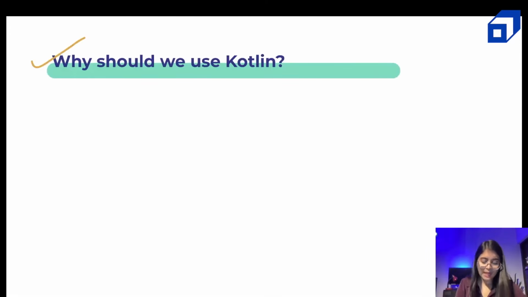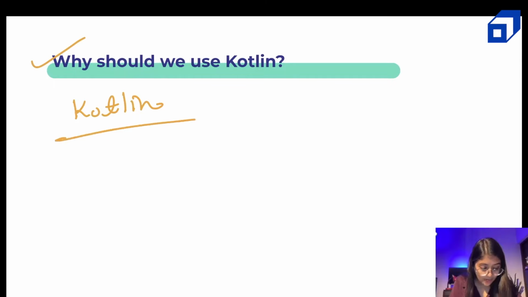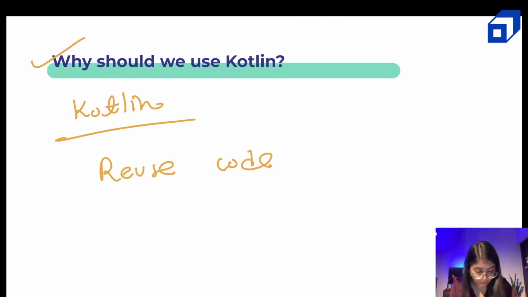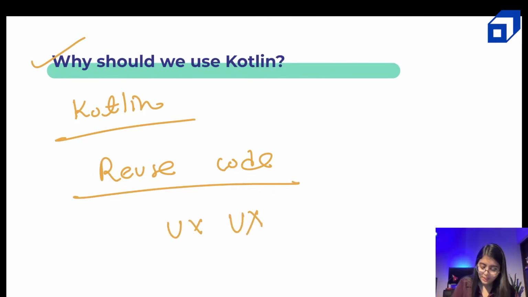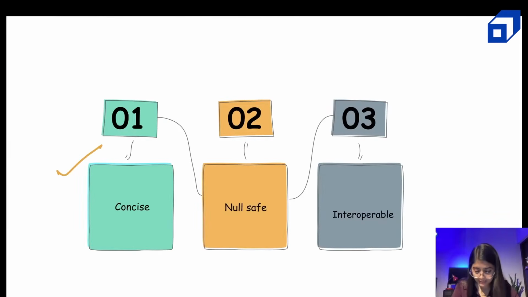Perfect. Now, a very interesting question. Why should we use Kotlin? Kotlin is a programming language that is compatible with Java and other languages as well. One of its primary features is productive programming. It provides many ways to reuse code between multiple platforms. Its clean language design and powerful features offer an accessible user experience, UI UX. It offers an amazing UI UX. So it is concise, it is null safe.